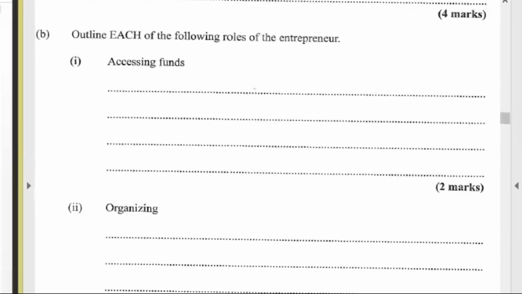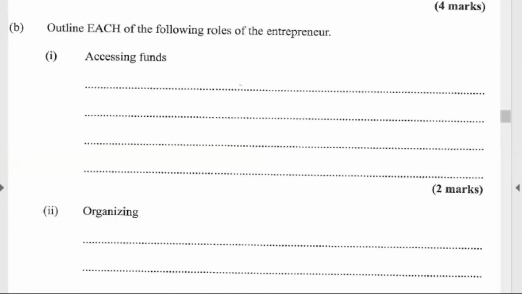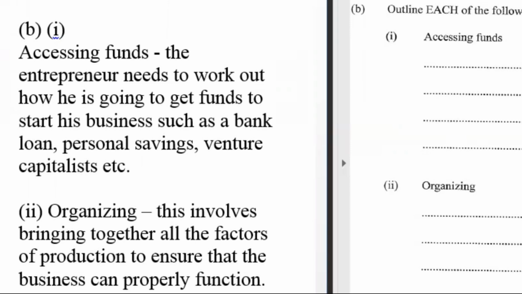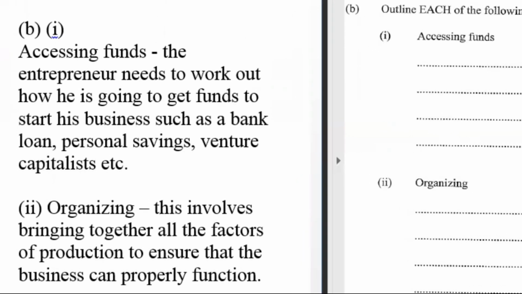Let's look at 2B. Outline each of the following roles of the entrepreneur: accessing funds and organizing. So when we talk about accessing funds, the entrepreneur needs to work out how he's going to get funds to start his business, such as bank loan, personal savings, or through a venture capitalist. When it comes to organizing, this involves bringing together all the factors of production, as you know, land, labor, and capital, to ensure that the business can properly function. Make sure that you get the right skilled trained workers, make sure you have the right machine and equipment to get the job done, all of that. So you put all of those factors together for the business to properly function.